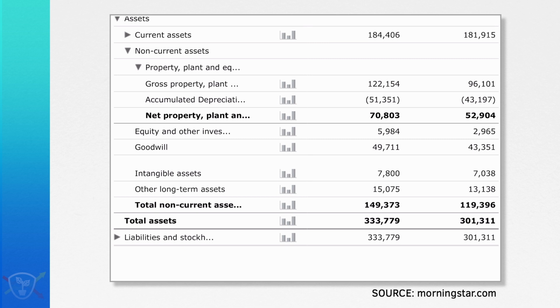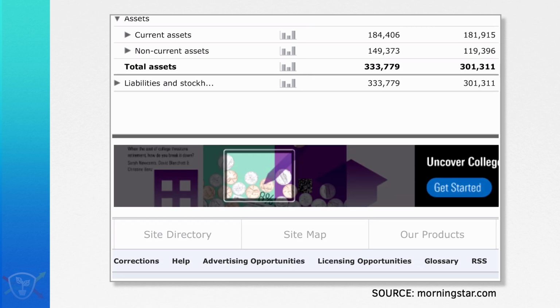Also, under non-current assets, Microsoft has other investments. They also have goodwill and intangible assets. These are things such as intellectual properties or trademarks and copyrights that Microsoft perhaps owns. So the value of all these assets are added together to give the total asset figure.